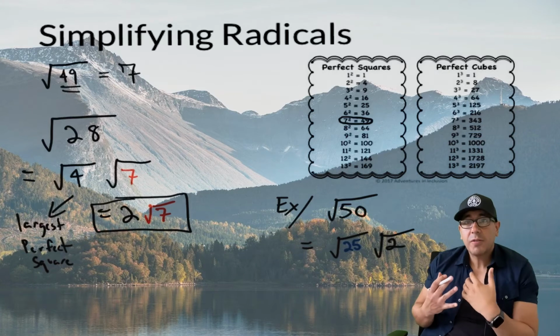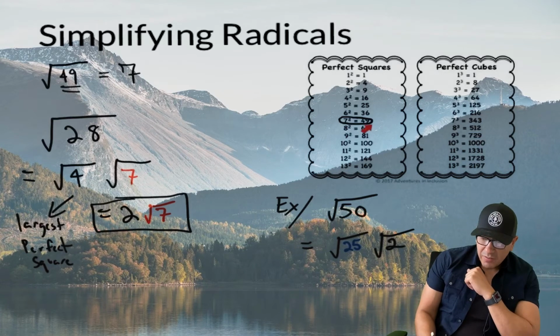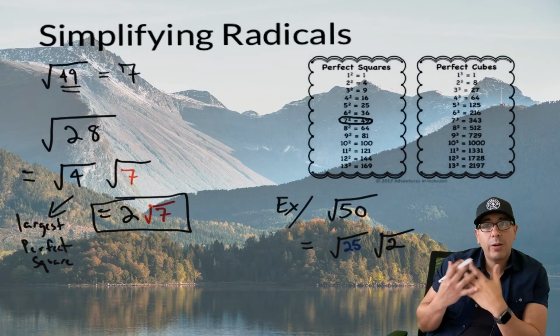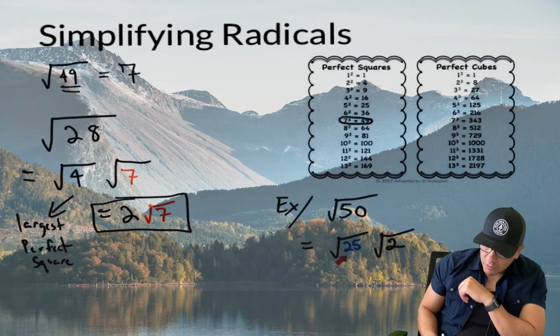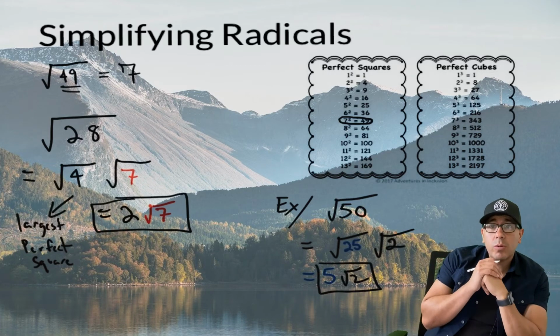So what I would do, if you're just kind of getting used to this, is I'll take that 50 and start dividing it by all these numbers until one of them works. If you're great at multiplication, you could just do this in your head. So what's the square root of 25? Well, the square root of 25 is just 5, and the square root of 2 we do not know, so we leave it as the square root of 2.